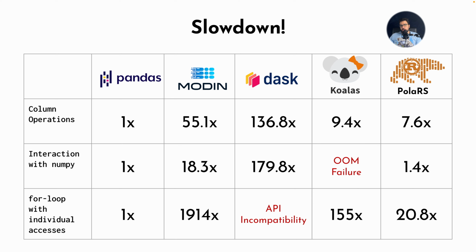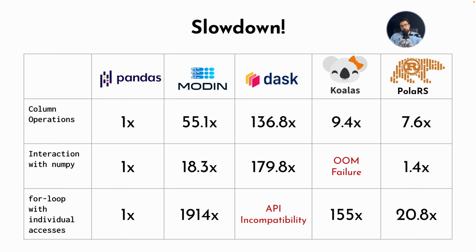Here are the results. On the y-axis, we have the 3 EDA operations we test. On the x-axis, we have the 4 different Pandas replacements and Pandas as a baseline. It's important to note here that every number we see in this table is a slowdown. So if we look at the whole table, we'll see that every Pandas replacement slows down every EDA operation.